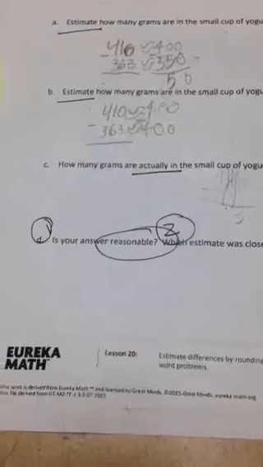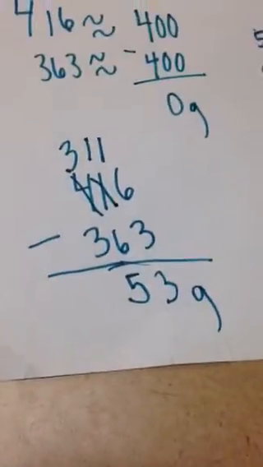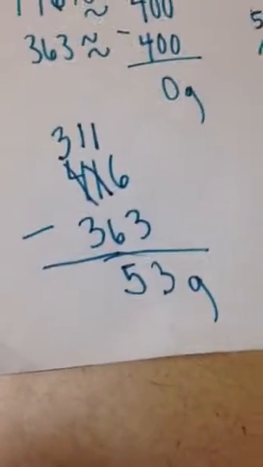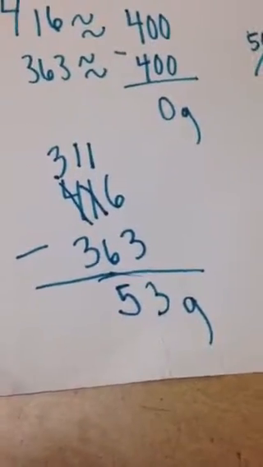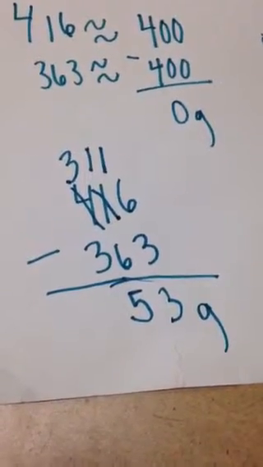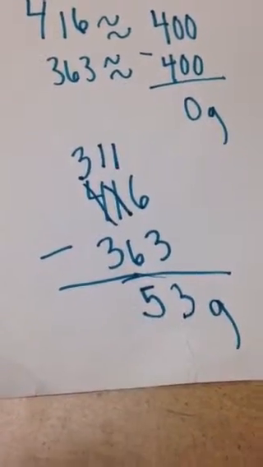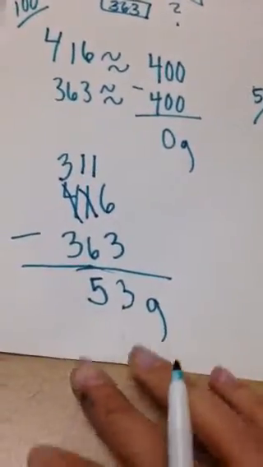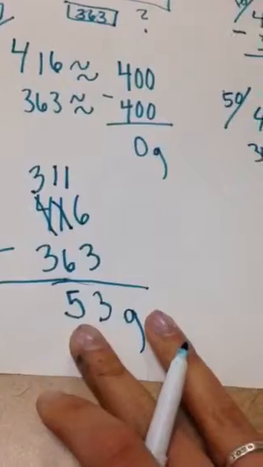Last but not least, is your answer reasonable? Reasonable means, does it have reason? Does it make sense? The way that you're going to decide whether your answer is reasonable or not is by looking at your estimates. So this was our exact, accurate answer, 53.